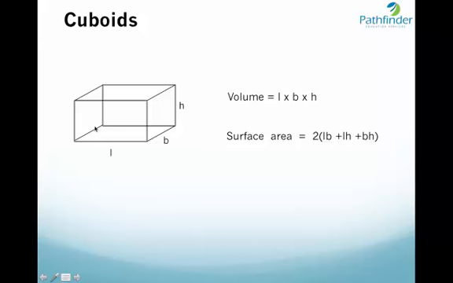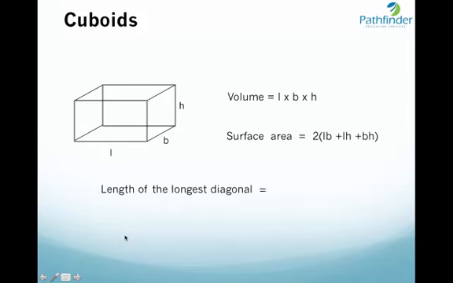Now remember, the surface area comprises of the area of 6 faces of a cuboid, and you will notice that L into B is the face that represents the floor and the ceiling. So LB for the floor and L into B for the ceiling, we have twice of LB. Similarly, twice of LH and twice of BH also are areas of some other faces of this particular cuboid.